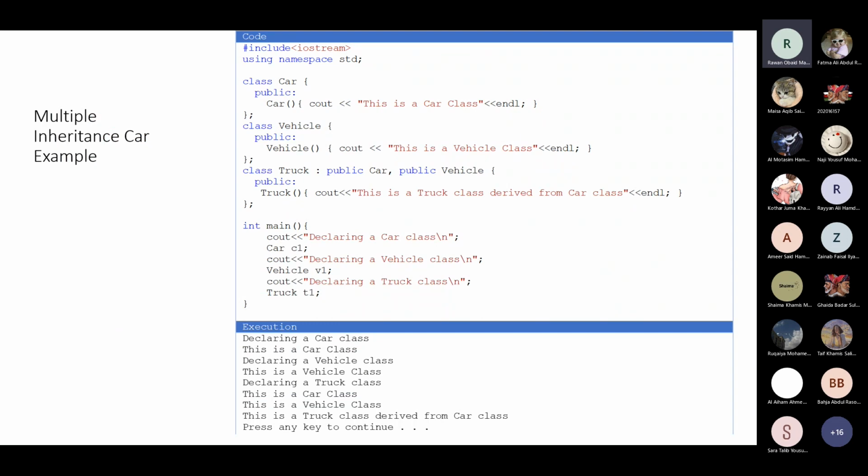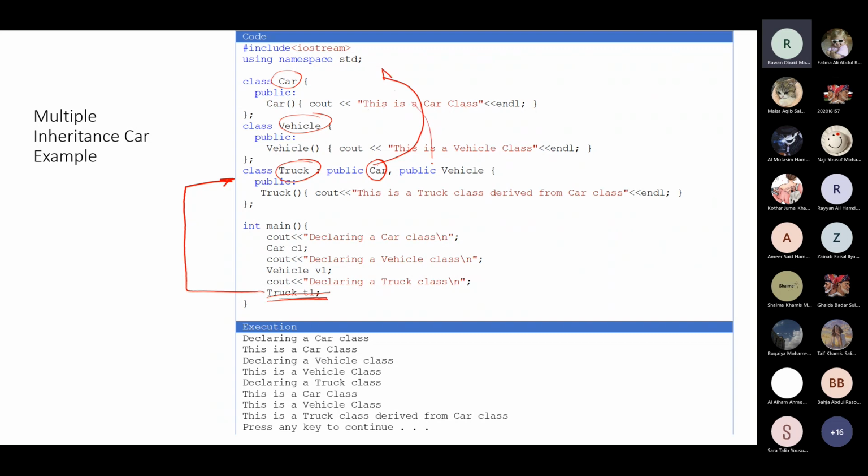Multiple inheritance example. See, for example, here it's just an example: car, vehicle, and truck. Now, if I declare truck here, where will it go? First to truck, and it finds that it inherits from car. Then it will jump to the car. It will print this is a car class.